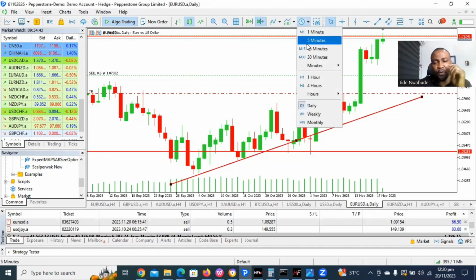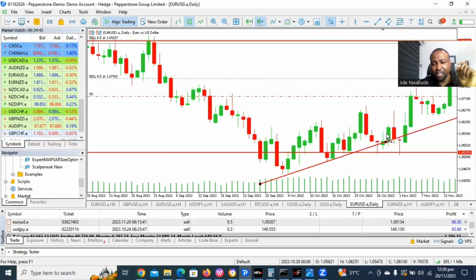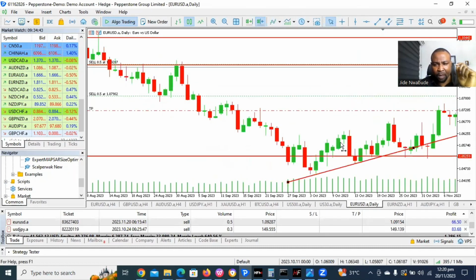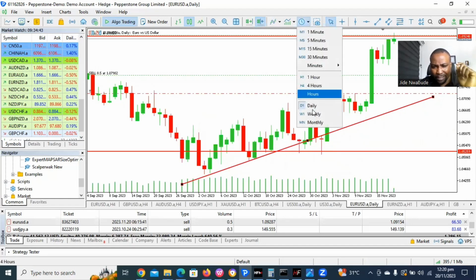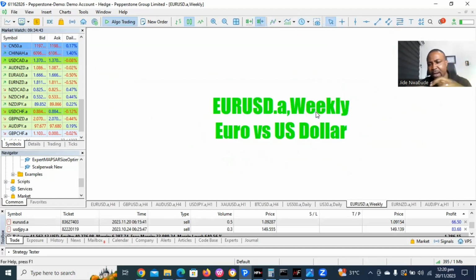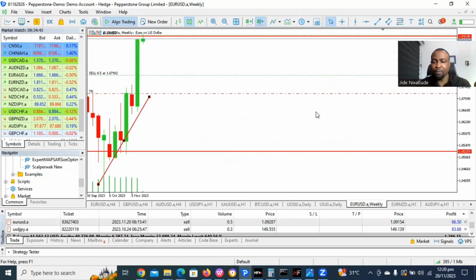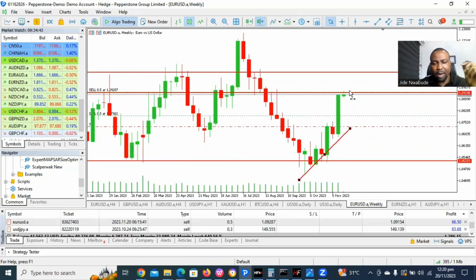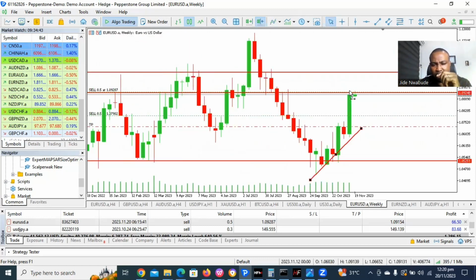First of all, before I start trading, what I do is pick my daily time frame. This is my daily time frame. Most times I go as far as my weekly time frame. Remember, your support and resistance are stronger on the higher time frame. The higher we go, the more reliable and stronger they become. So here we are. This is part of what I did yesterday and early hours of this morning. I was just looking at major market structure here.